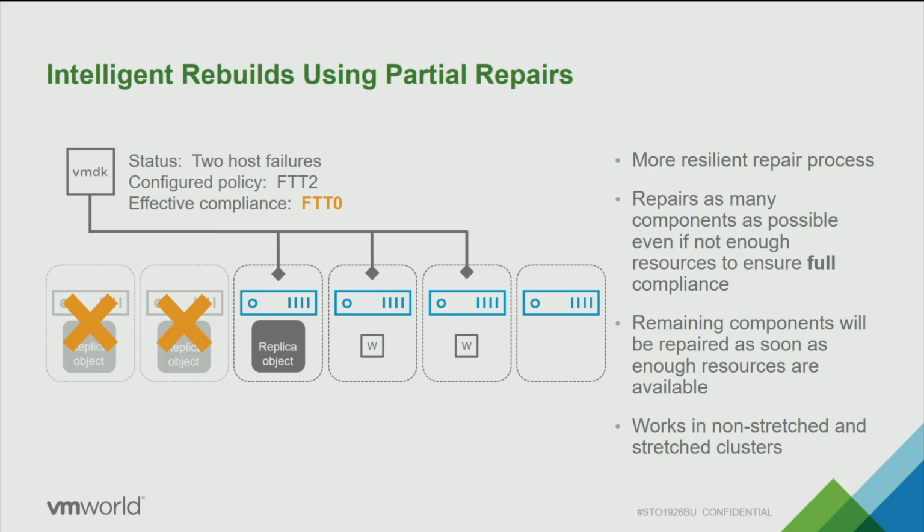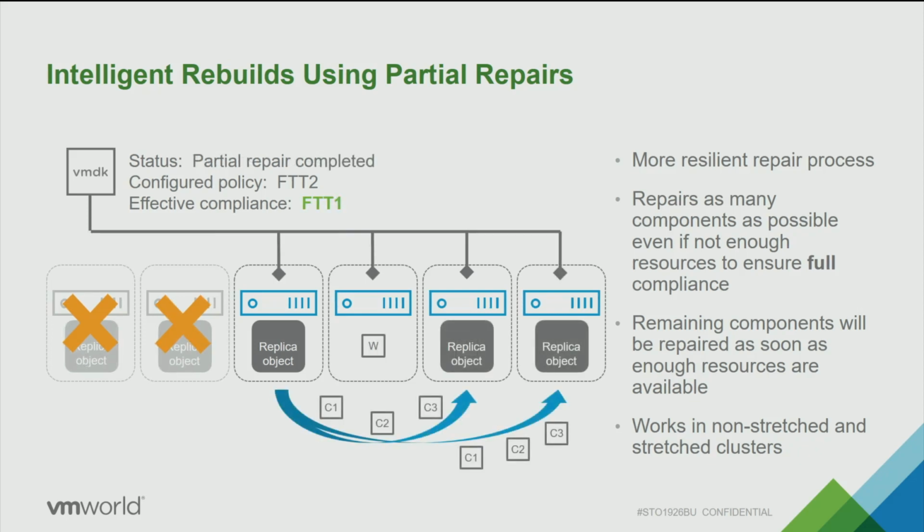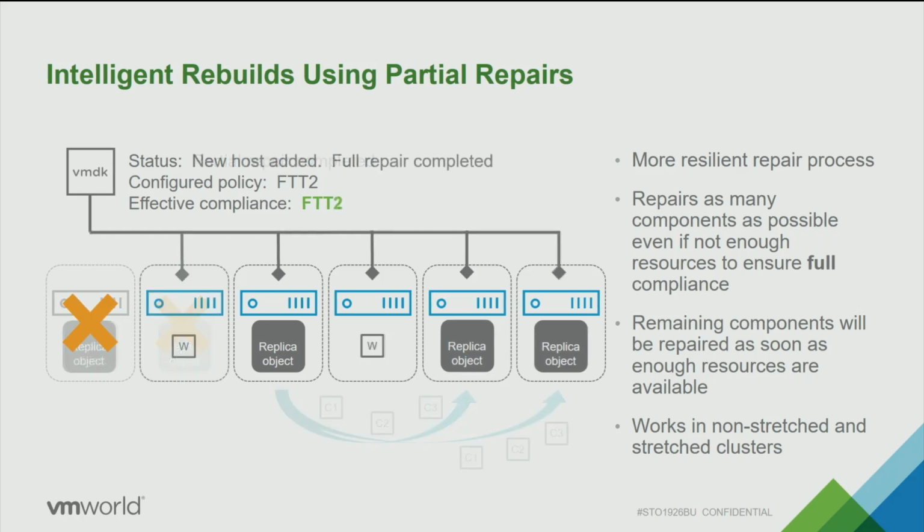So in this particular case, notice during the repair process that one of those witness components goes away. It's replaced with a replica object. We give priority to rebuilding the data first. And this witness component is a really small, tiny object, 4 megabytes, I think? Yeah, it's really, really small. So we know that's much easier to reestablish than the actual data itself. Once we bring another host back online, it can establish that second witness component, and now we're back up to the effective full compliance of FTT equals 2.